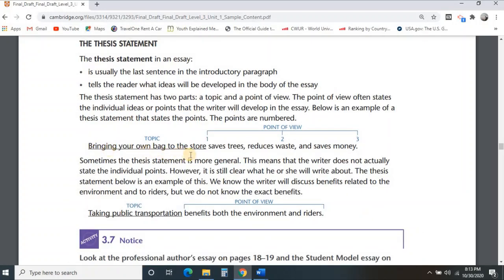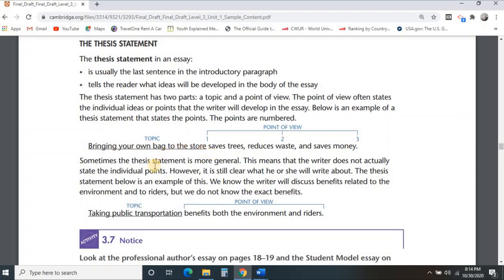Bringing your own bag to the store saves trees, reduces waste, and saves money. Now let's suppose that I need to write a topic sentence for my first body paragraph. Now I should consider point number 1 in the thesis. I should write something as simple as: bringing your own bag to the store saves trees, or saving trees is one benefit of bringing one's own bag to the store.